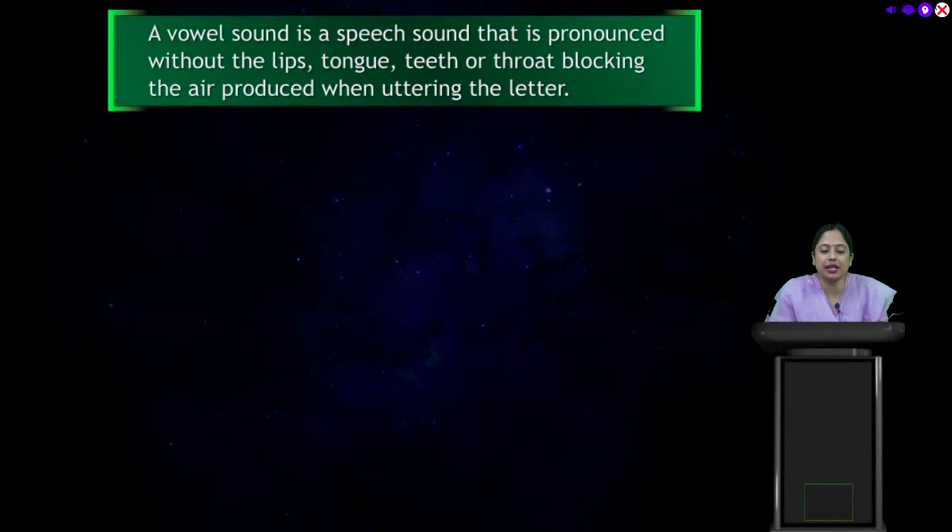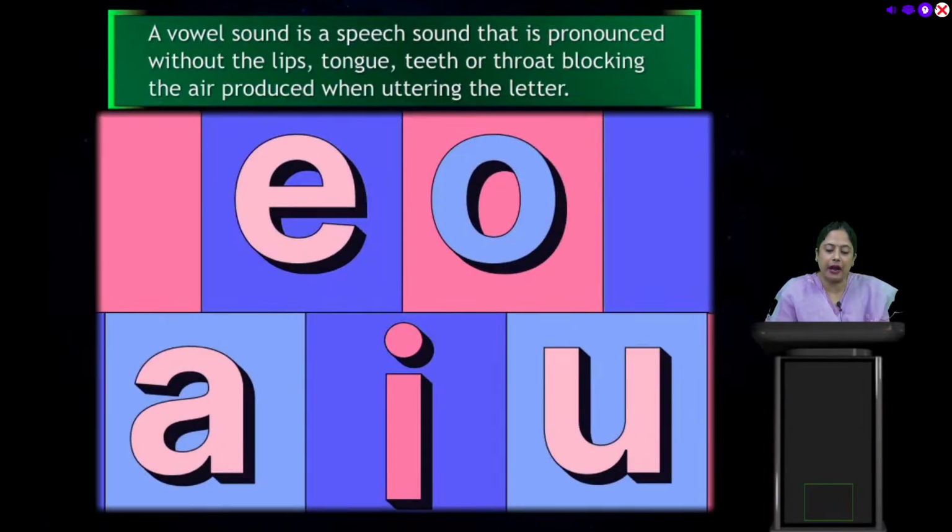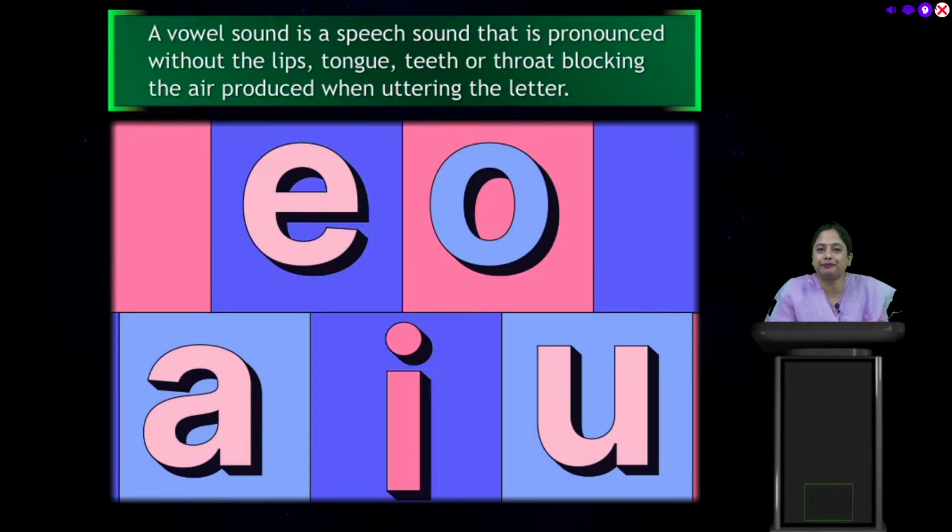A vowel sound is a speech sound that is pronounced without the lips, the tongue, the teeth or throat blocking the air produced when uttering the letter. What are the 5 vowels in English, everyone? These are the 5 different vowels. Yes, we have A, E, I, O and U. Now try to produce the sound of these letters yourself. Everyone, try it for yourself.